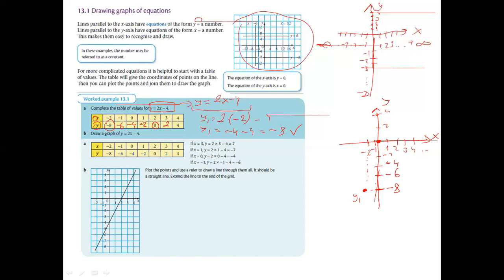The value of x is minus 1, and the value of y is minus 6, and it's here. So minus 1, minus 6. When x is equal to 0, y was minus 4. Minus 4 is here, and 0 is here. We need this one. And when x was positive 1, y was negative 2. Positive 1 of x is here, and the negative 2 of y is here. So I can label it here.